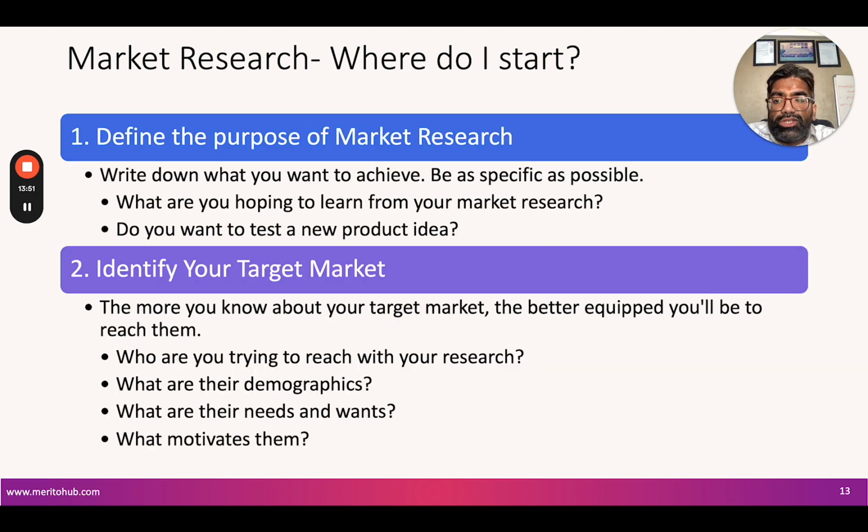Now, how to start the market research? I mean, you might not be a marketing graduate, so you might not have heard of this term before. So let's understand that, right? Write down what you want to achieve. Be specific, right? What are you hoping to learn from your market research, or do you want to test a new product idea? I mean, take an example of our Kirana shops.